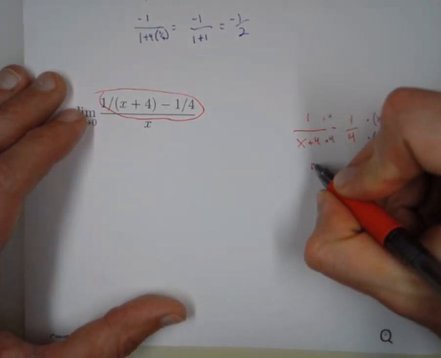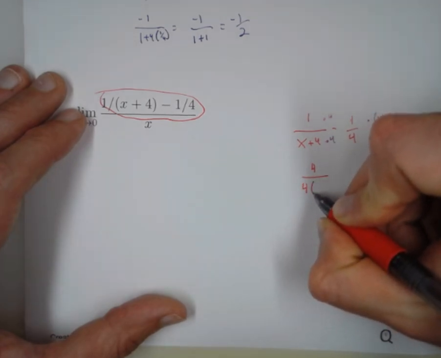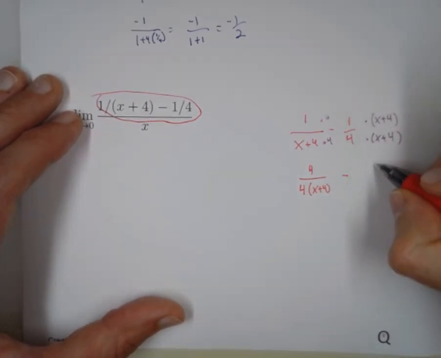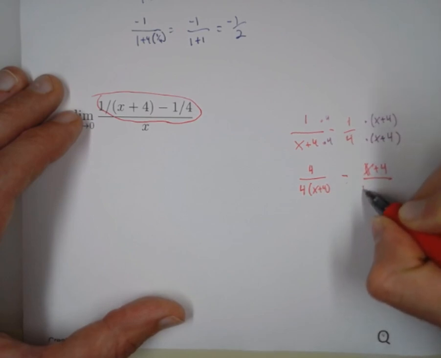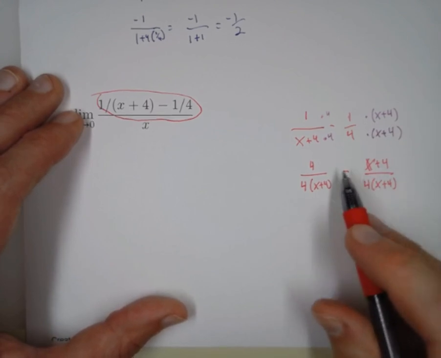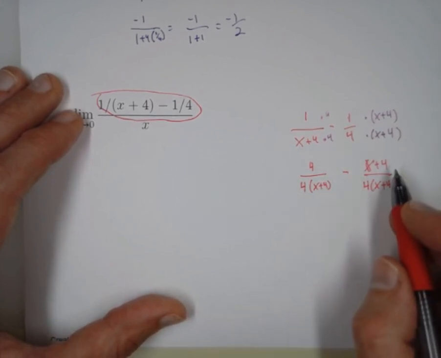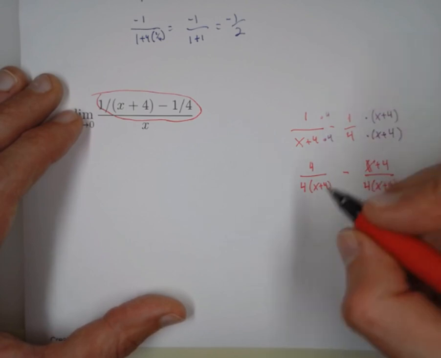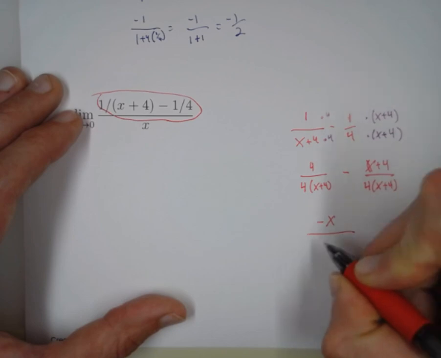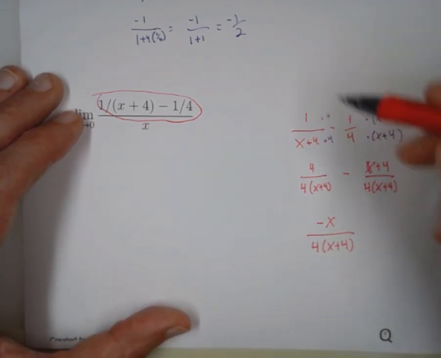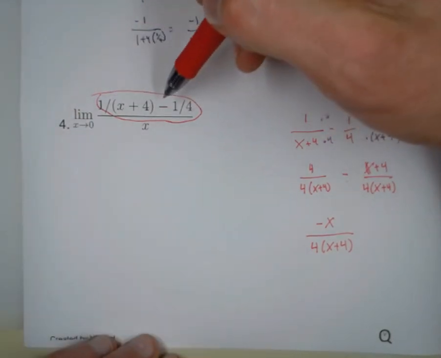So now I have 4 over 4 times the quantity x plus 4 minus x plus 4 all over the quantity 4 times x plus 4 here. Now with a common denominator, I can subtract these. So 4 minus this quantity, so 4 minus 4 is 0. So the only thing left is the minus x on top. Now all of this is a stand-in for this numerator.